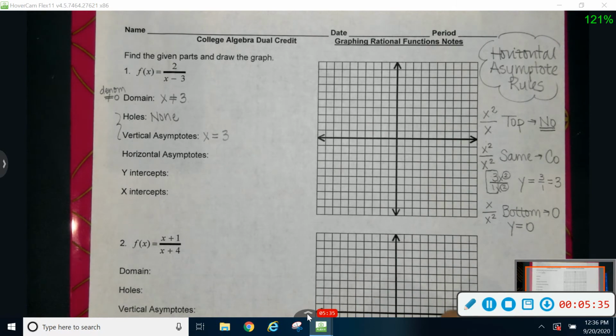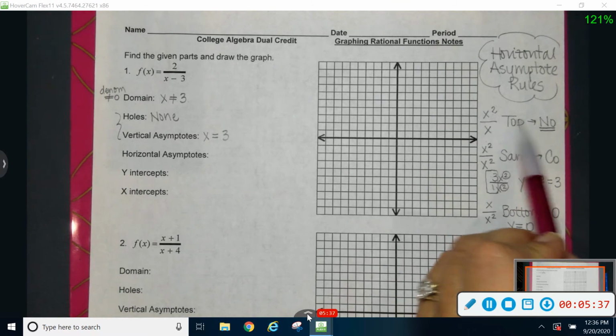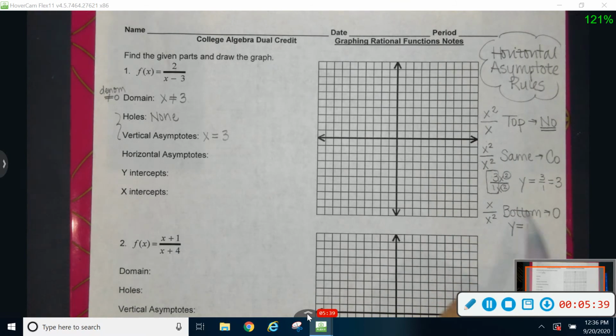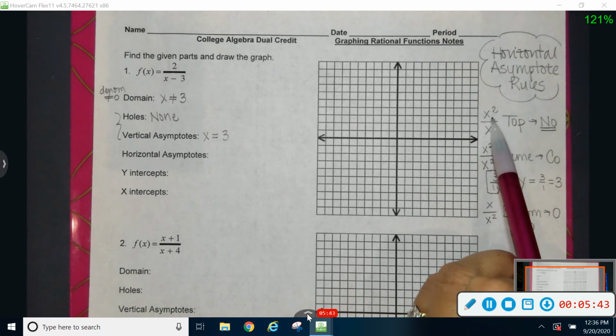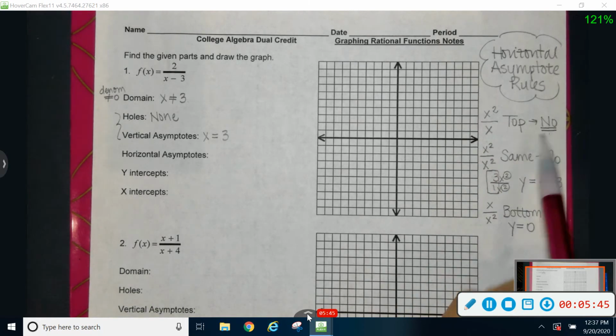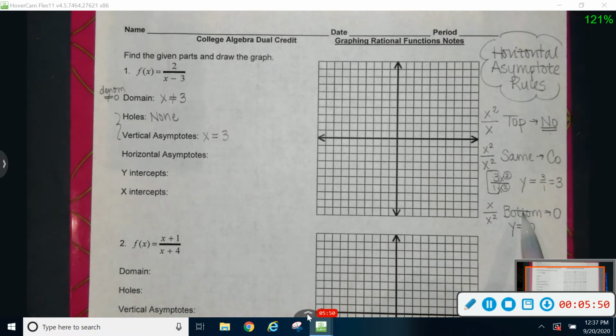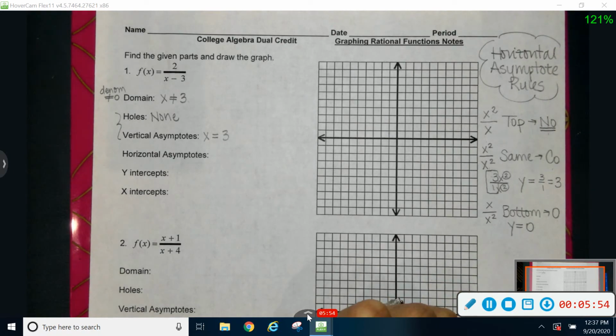So sometimes to remember the rules, you may hear "top no, same co, bottom O." So that kind of reminds you of what's happening. If my degree on top is bigger, there's no horizontal asymptote. If they're the same, then I'm at the ratio of the coefficients. If my degree on bottom is greater, I have an automatic horizontal asymptote at y = 0.